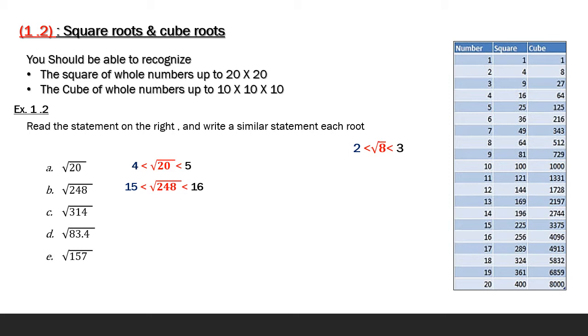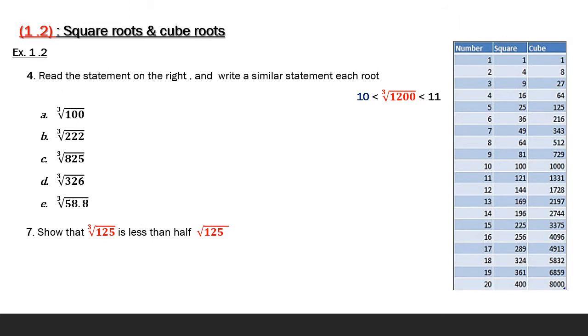The square root of 314 is supposed to be in between 289 and 324, so from 17 to 18. The square root of 83.4 is supposed to be bigger than 9 and less than 10. The square root of 157 is bigger than 12 and less than 13. So next example, or next exercise, related to square roots and cube roots.